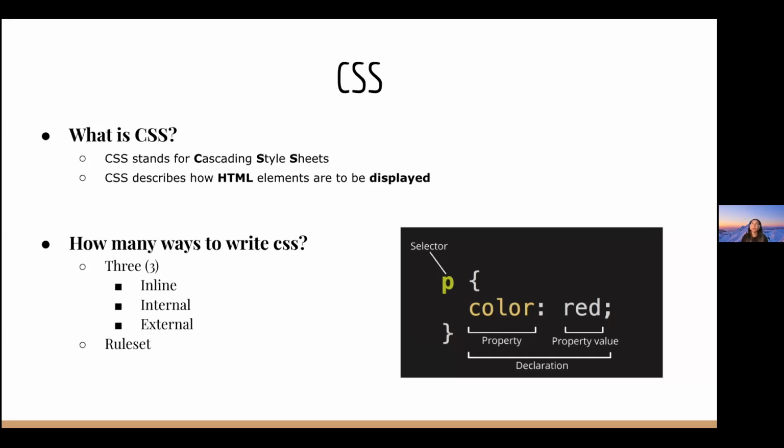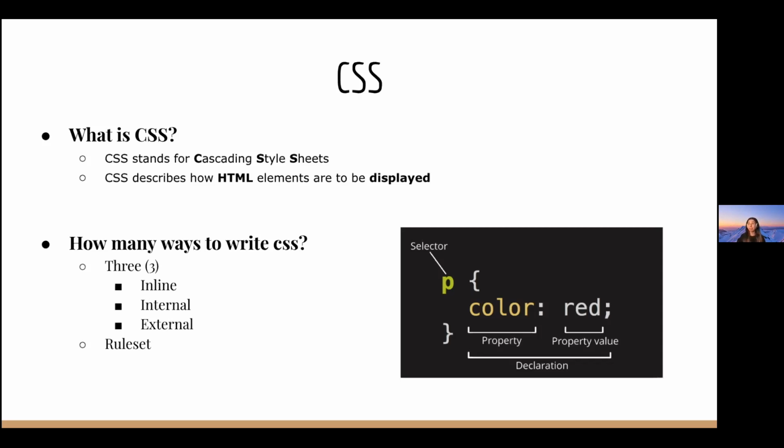What CSS does is it describes how those HTML elements are to be displayed. So again, it gives it that style. It makes it look like Elvis versus just a skeleton. How many ways are there to write CSS? There's 3 different ways, and we're going to go through all 3 today: inline, internal, and external. We'll go through those in the code. I won't go into much detail right now.